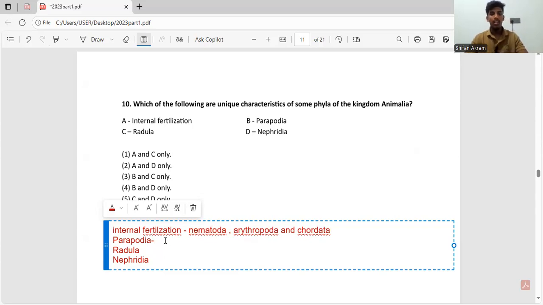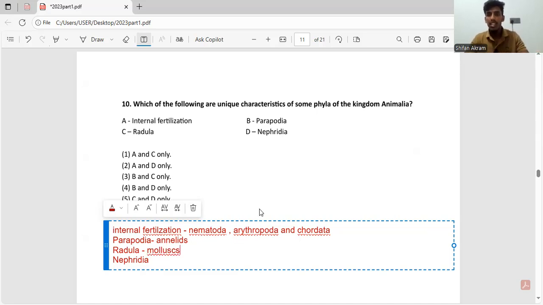But what about parapodia? Parapodia is only present in phylum Annelida. So that is a unique feature. So parapodia is correct. And radula. Radula are like tooth tongues, right? So radula is present only in annelids. Sorry, in mollusks, which is correct.